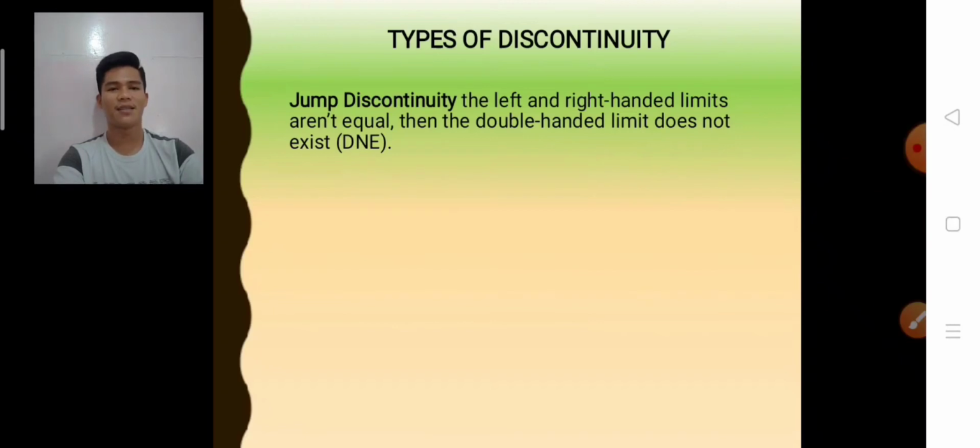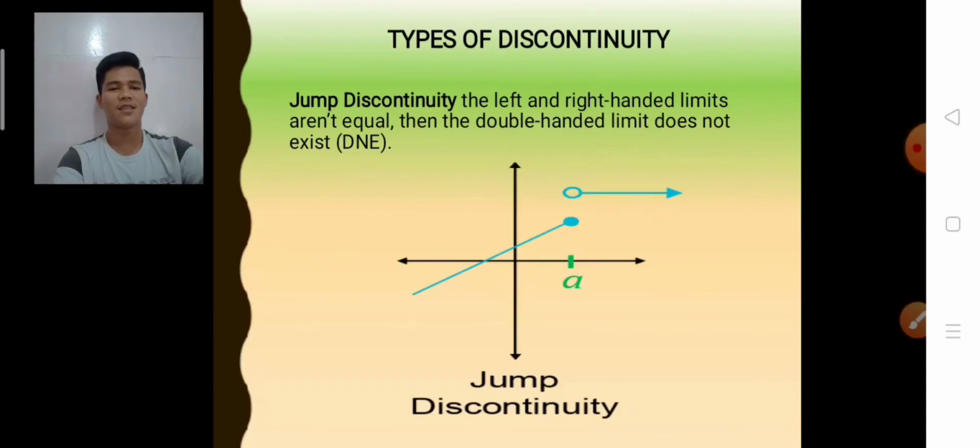Number one, jump discontinuity. In a jump discontinuity, the left and right-handed limits are not equal, so the two-sided limit does not exist, or DNE. This is an example graph of jump discontinuity. We have two lines, the left side and the right side, which are not equal.